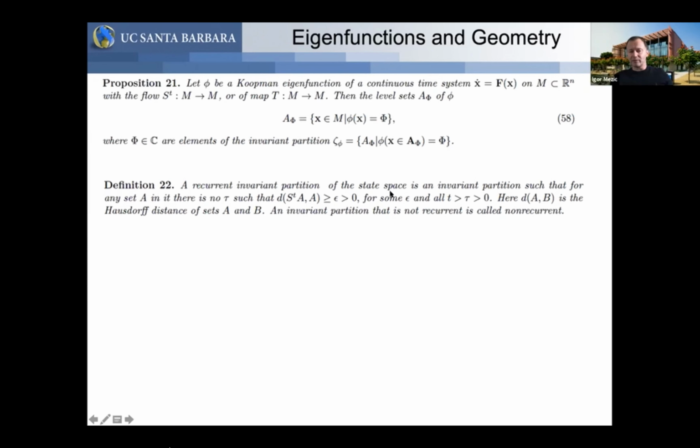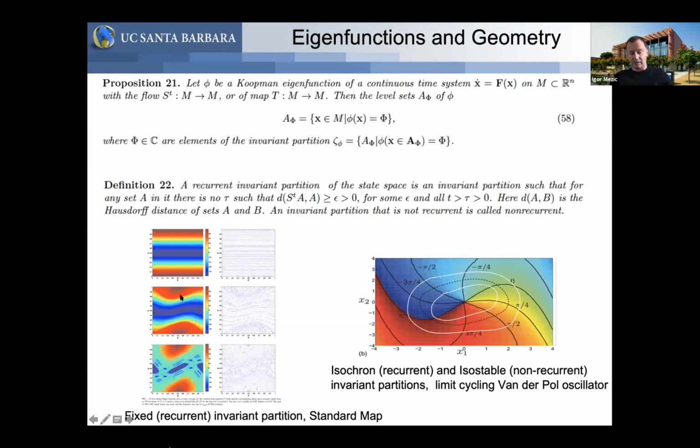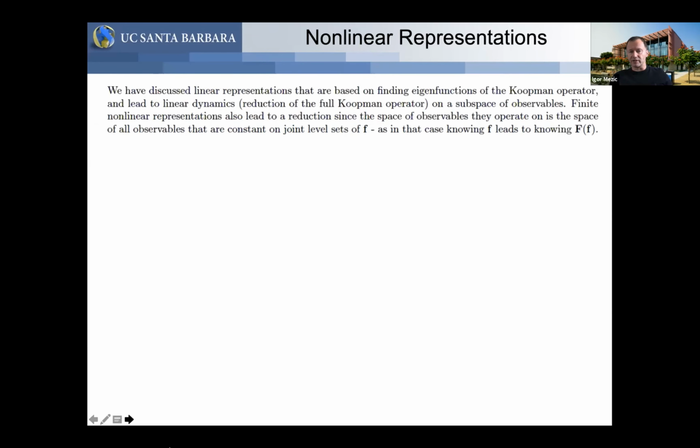A non-recurrent partition is basically one where you start from some set A, and there is a time after which you're not going to be close to A. So in non-dissipative systems, you don't have non-recurrent partitions. In dissipative systems, you have isostable partitions, for example, where the system of these topological circles comes closer and closer to the limit cycle as time goes to infinity, and these partitions are non-recurrent. So from the perspective of ergodic theory, these are new objects.